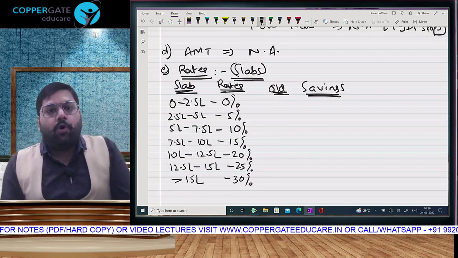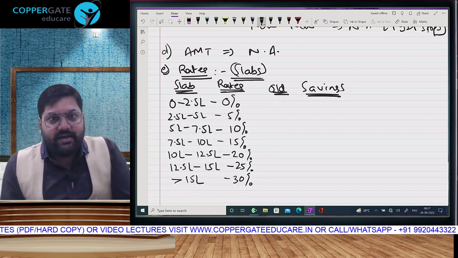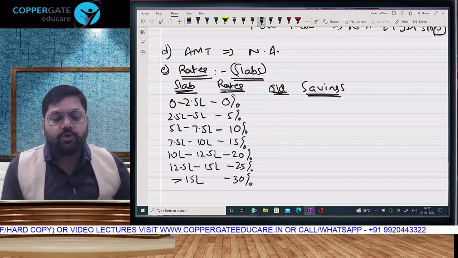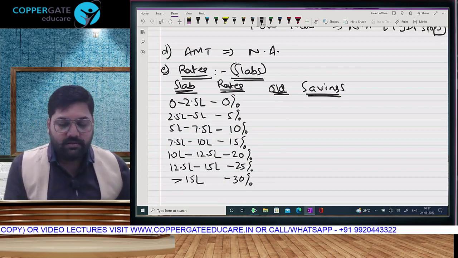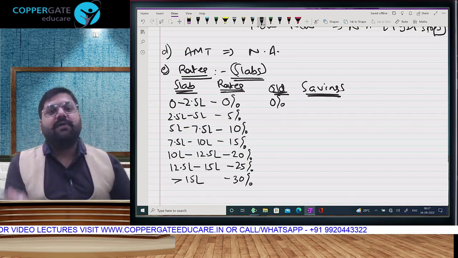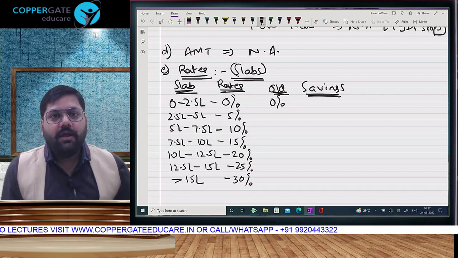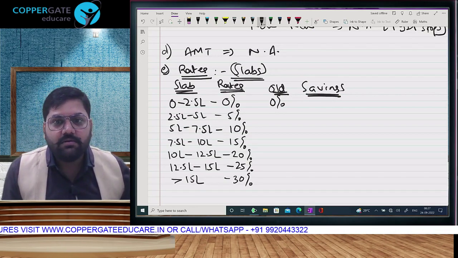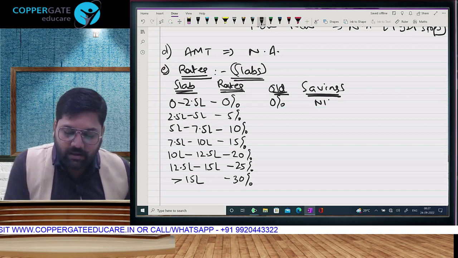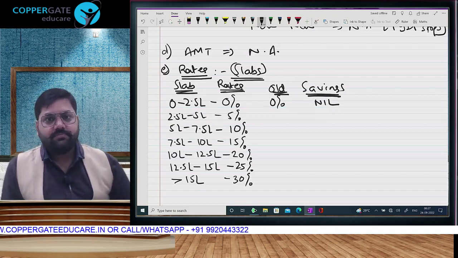If I am in the old regime, what is my tax rate? Income level of 0 to 250. What is the tax rate? 0%. That means by shifting to new regime, am I actually saving anything? Can I say my savings are zero? Come on.